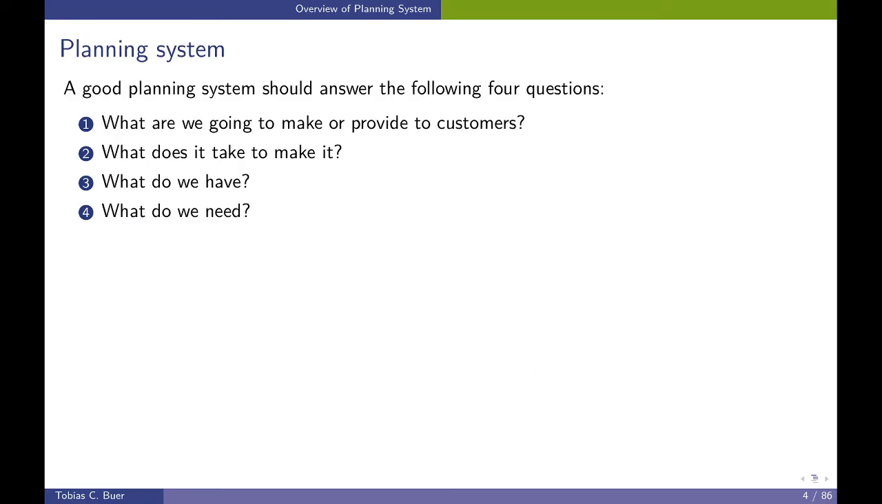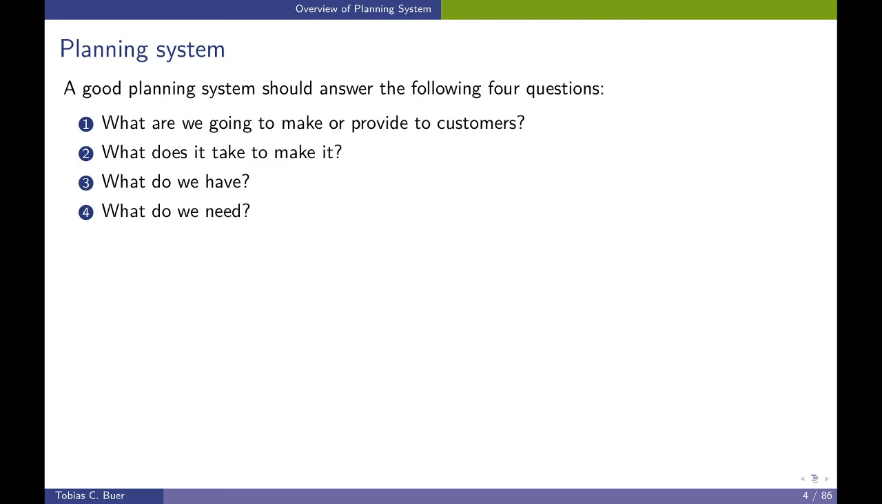Let me give you a short overview of planning systems. Well, every good planning system should answer the following 4 questions. Of course, we are talking about planning systems in a production context. What are we going to make for our customers? If we are in service, what are we going to provide to our customers?